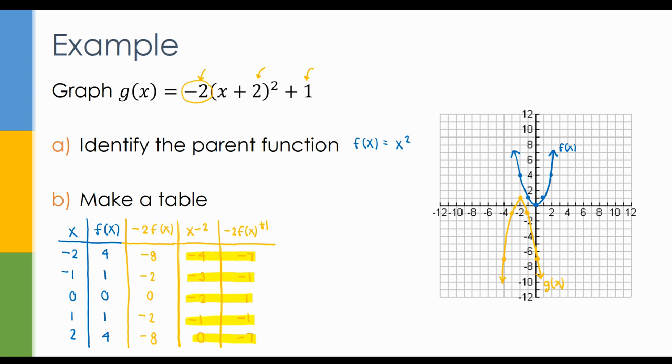So notice that we started with the u up, now the u is down. Notice that it takes longer to get to all of the new points that I have on my g of x function, and that's because we're stretching it by 2. And then we obviously shift it a little bit. So we move 2 to the left and 1 up.